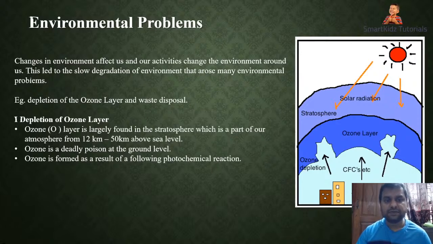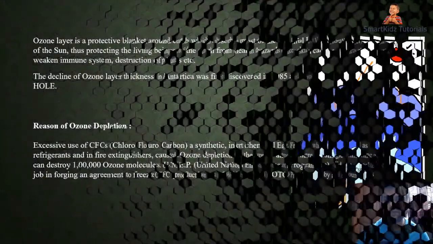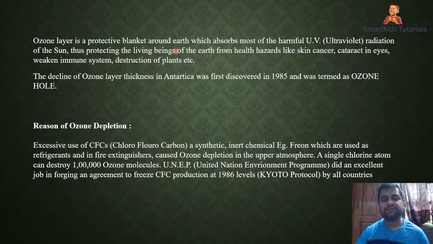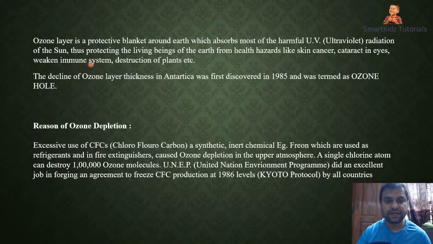So the ozone layer is a protective blanket around the earth which absorbs most of the harmful UV rays from the sun, thereby protecting living beings of the earth from health hazards like skin cancer, cataracts, weakened immune system, destruction of plants, and lots of other problems that can be encountered if this ozone layer is destroyed.